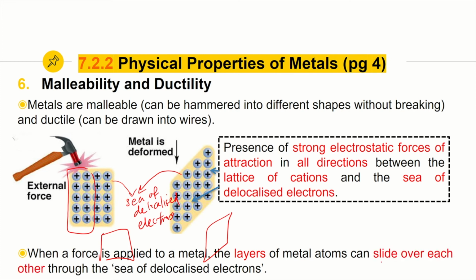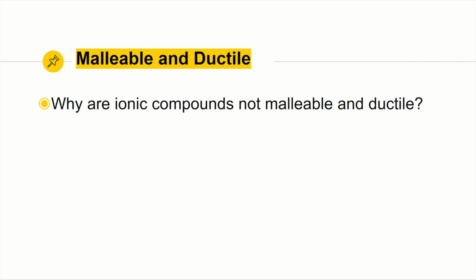So when the force is being applied, these layers will slide over each other because they are regularly arranged. However, they will still remain in one big piece because the strong electrostatic forces of attraction will still hold them together. However, ionic compounds are not malleable. Neither are they ductile. So the question is why?